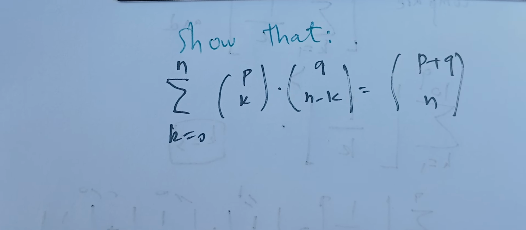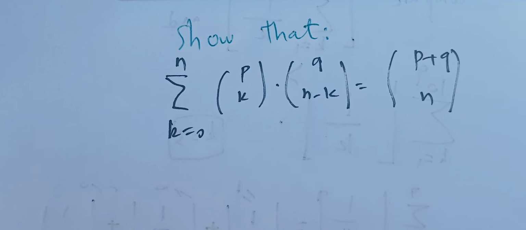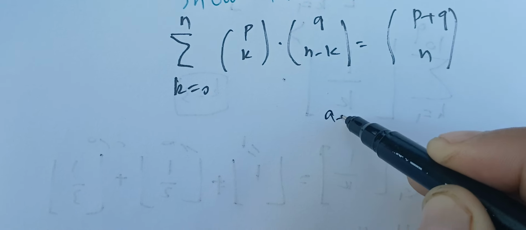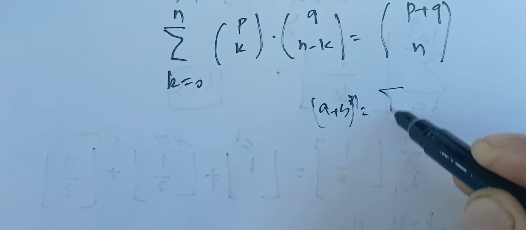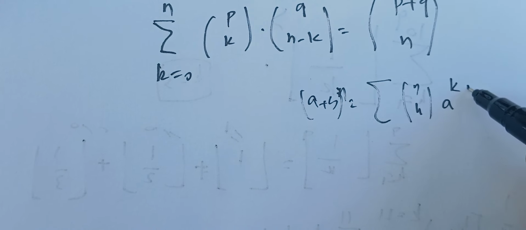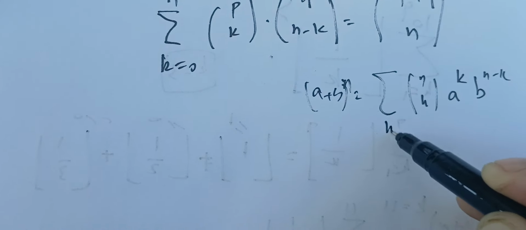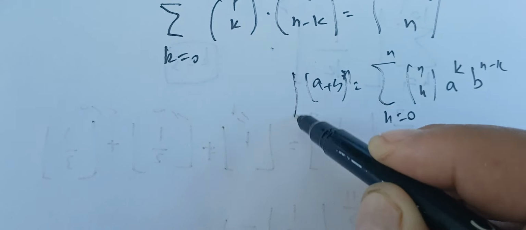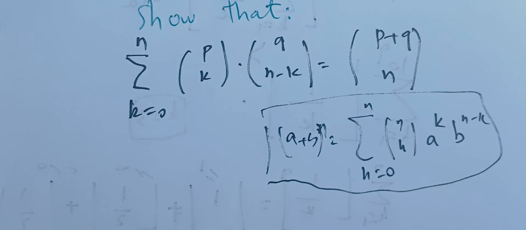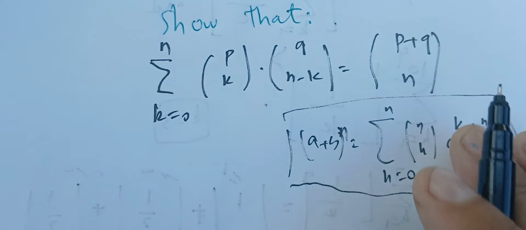Remember that we can get the coefficients of the binomial theorem by just noting that (a plus b) to the power n is the sum of n choose k, a to the power k, b to the power n minus k, where k is going from 0 to n. If we can apply this wisely here, we can get the result. But we are not going to do that.